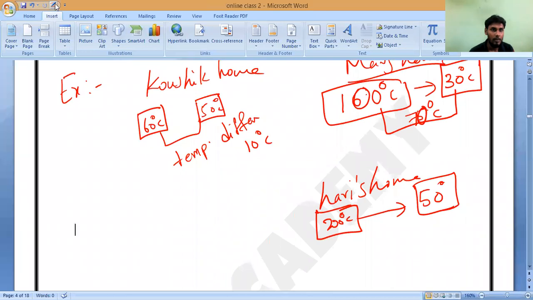Where, sir? Hari's home. What is the difference here? Sir, 20 degrees, 30 degrees, 50 degrees, sir. 150 degrees Celsius, sir.